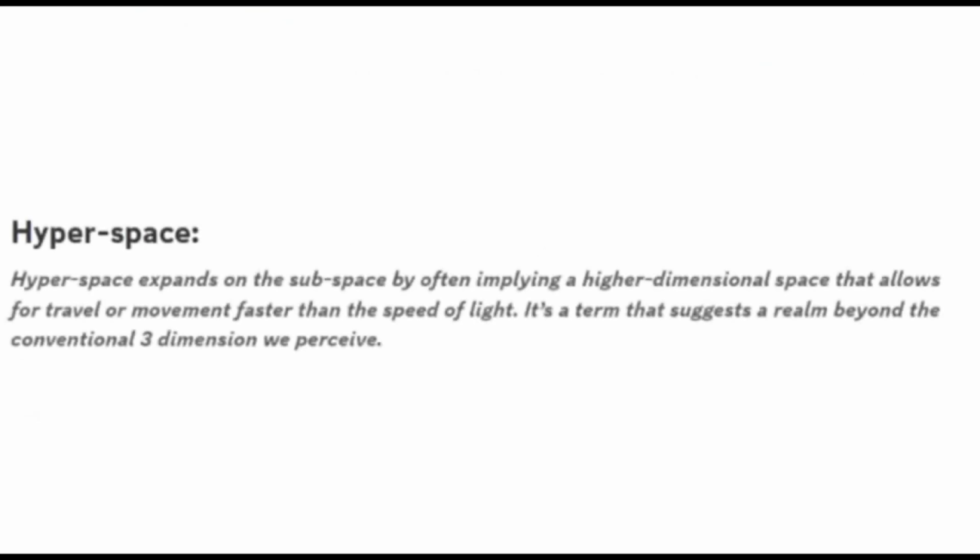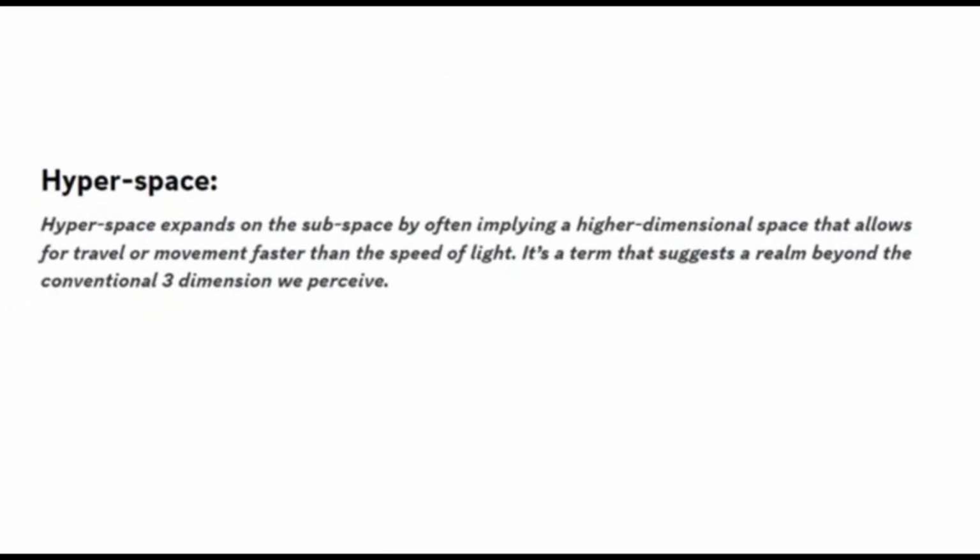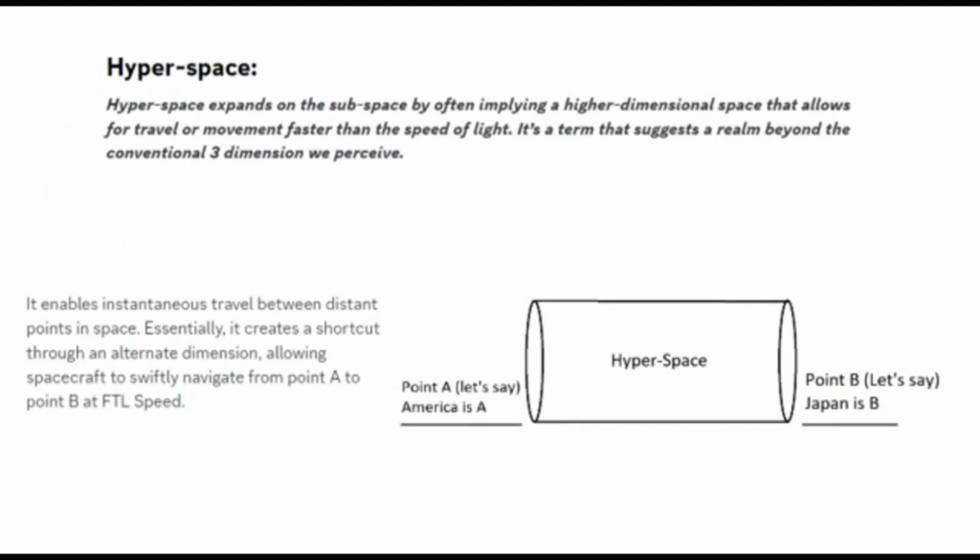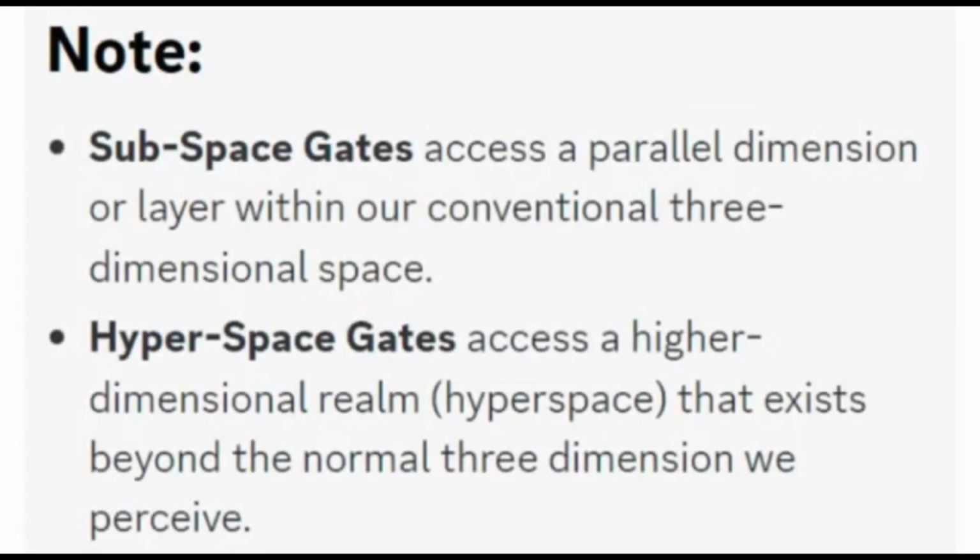Now let's talk about a hyperspace. Hyperspace expands on the subspace by often implying a higher dimensional space that allows for travel or movement faster than the speed of light. It's a term that suggests a realm beyond the conventional three dimensions we perceive. While both enable fast travel between points in space, hyperspace has the additional capability of faster-than-light travel in a higher dimension, whereas subspace typically operates within the speed limits of conventional space travel.